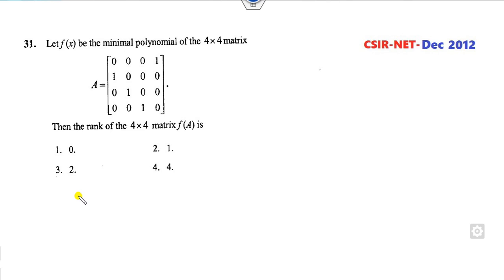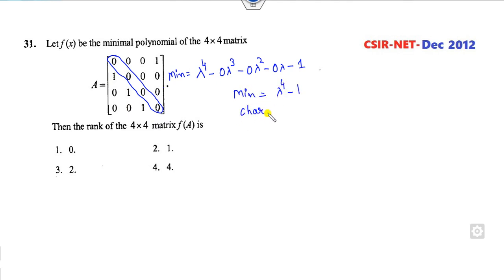Look at another one. f of x is the minimal polynomial of the 4 cross 4 matrix. Again, you can see the diagonal values are 0 and the values below are 1. So the minimal polynomial is lambda 4. Starting from here, 0 cube, 0 square, 0 and minus 1. So the minimal polynomial is the characteristic polynomial here.